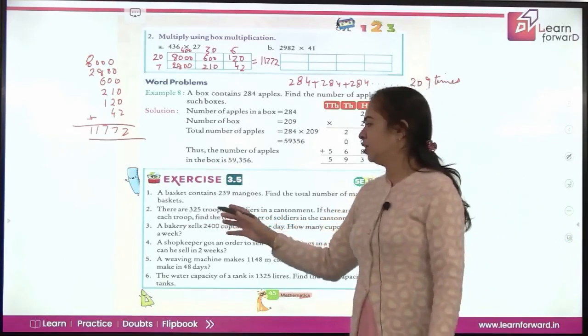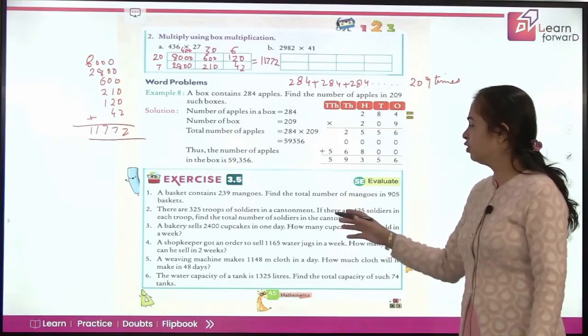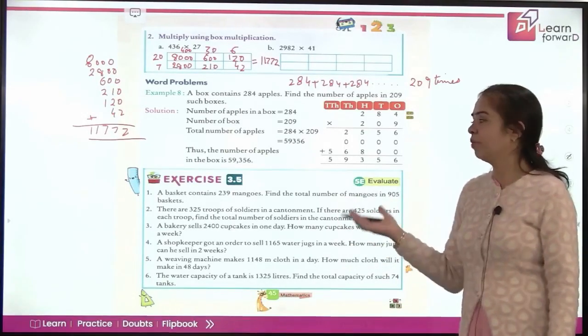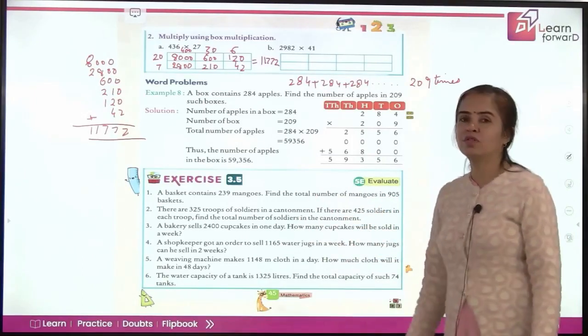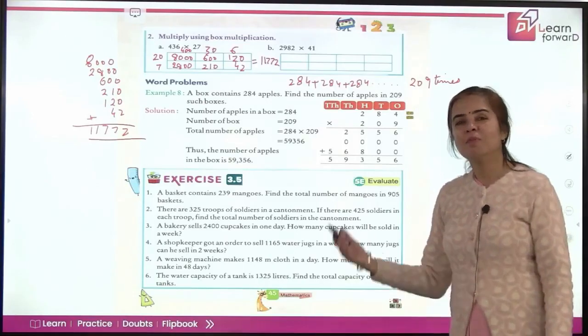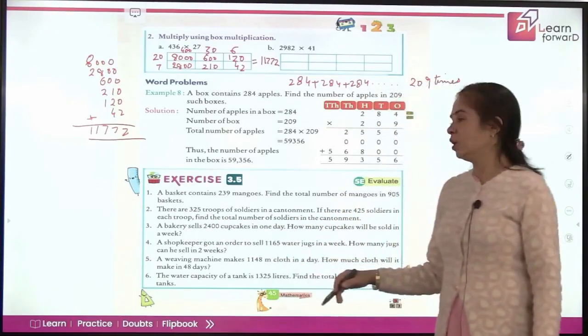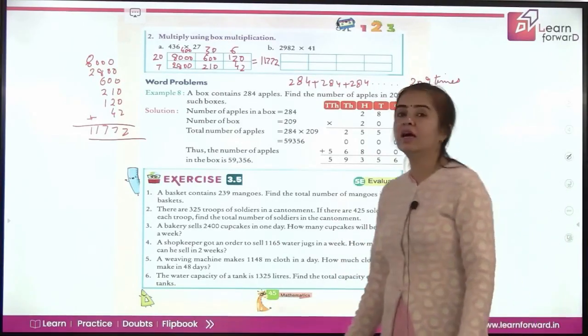There are 325 troops of soldiers in a cantonment. If there are 425 soldiers in each troop, and how many troops? 325. So find the total number of soldiers. Again, this is multiplication. A bakery sells 2,400 cupcakes in one day. How many cupcakes will be sold in a week?